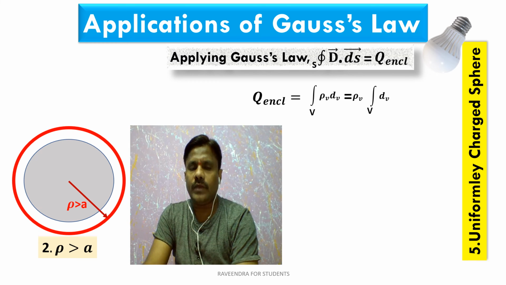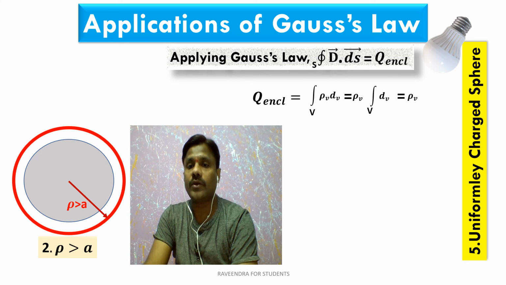Here, even though we have considered the radius of the Gaussian surface rho greater than a, the charge is existing only up to the radius a. Therefore here we have to consider this integral over v dv, which is nothing but the volume of the sphere having the radius of a only, not up to rho. Even though rho is greater than a, the charge density is not existing up to rho, it is existing only up to a. Therefore what we can write here is rho v into, in place of integral over v dv, 4 by 3 pi a cube, not rho cube. So that's very important here. So it is 4 by 3 pi a cube.